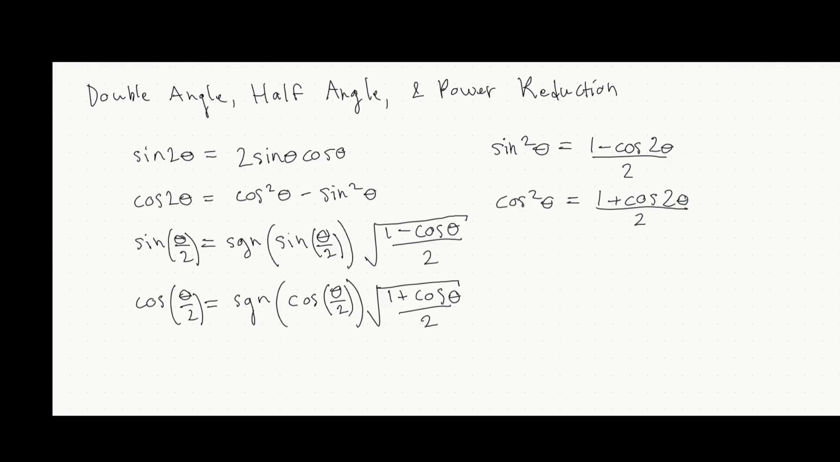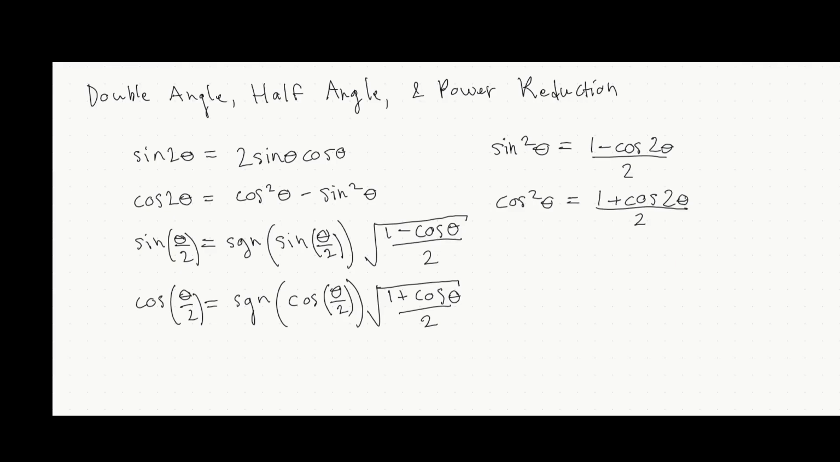Okay, so we will derive the double angle formulas from the angle sum formulas, and then we're actually going to do the power reduction formulas first before we do the half angle formulas, because the half angle formulas will actually come from the power reduction formulas, in conjunction with the double angle formulas.